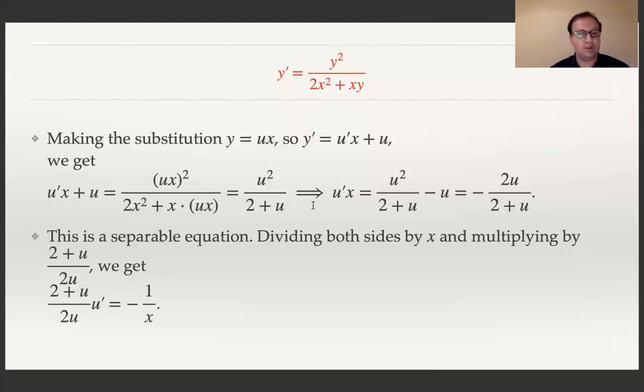And let's subtract u from both sides, as I said before. And we get that u prime x is equal to u squared over 2 plus u minus u. And then computing this expression, we have u squared minus 2u minus u squared over 2 plus u, after bringing everything to the same denominator. So we get minus 2u over 2 plus u. So we got this separable equation, u prime x is equal to minus 2u over 2 plus u.